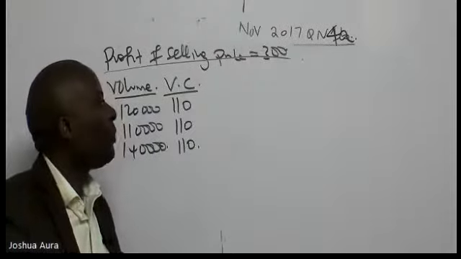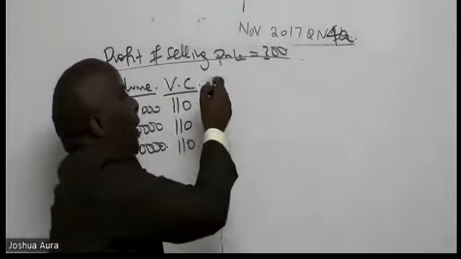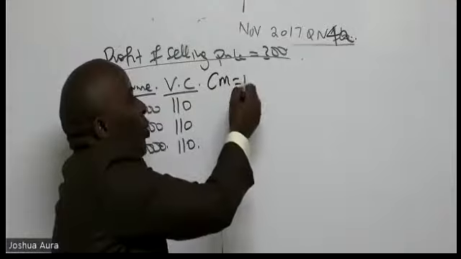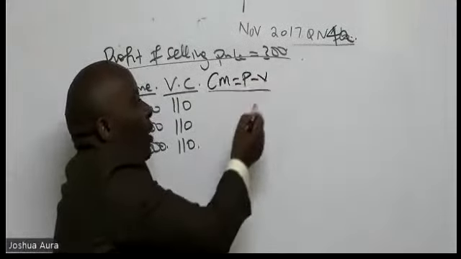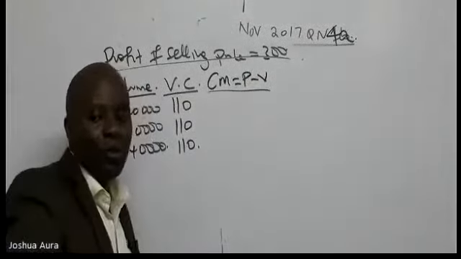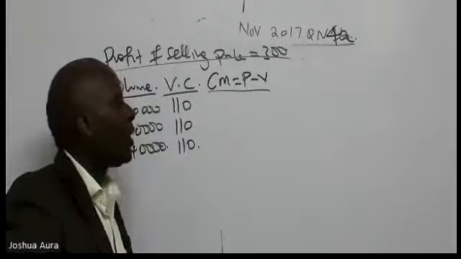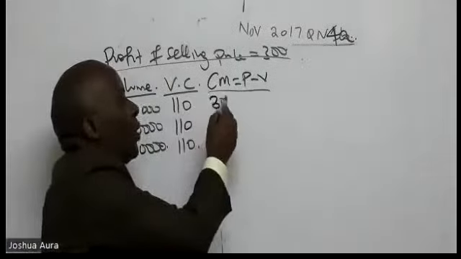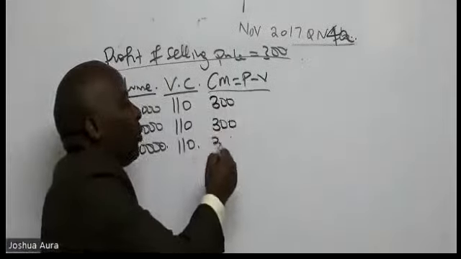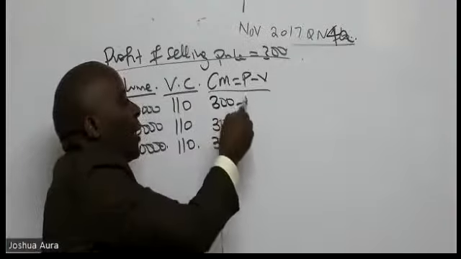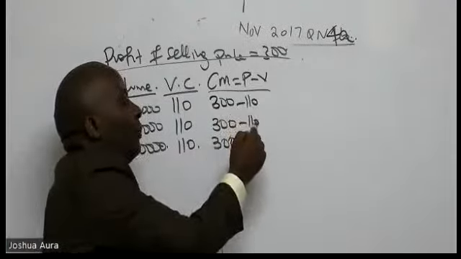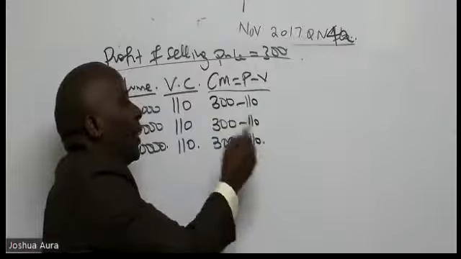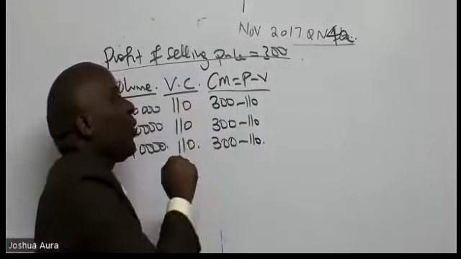So then, ladies and gentlemen, could you kindly create a column here for me of contribution margin? Remember, we are bright students. We know that contribution margin is selling price minus variable cost. In this case, the selling price for this table is 300, minus the variable cost.